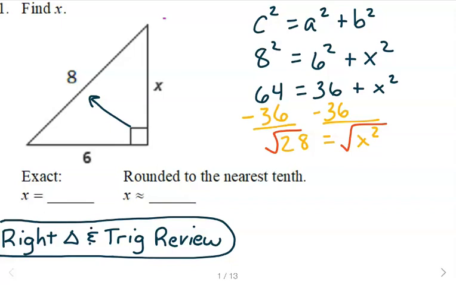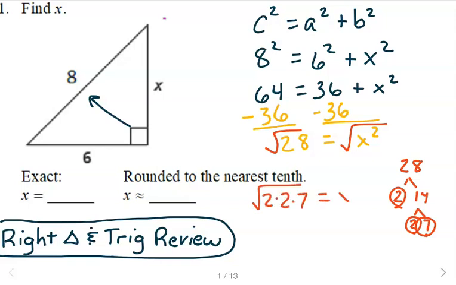If you go to a factor tree on 28, you'll have maybe 2 and 14, 2 and 7, or you could do 4 and 7, and then for the 4, 2 and 2. So we have two factors of 2 and a factor of 7 equal to x. And so the exact value of that is 2 square root 7, because we have two factors of 2 there. And then we can go to our calculator.